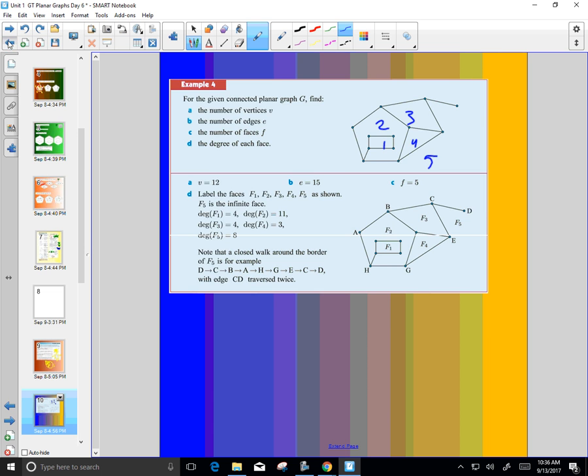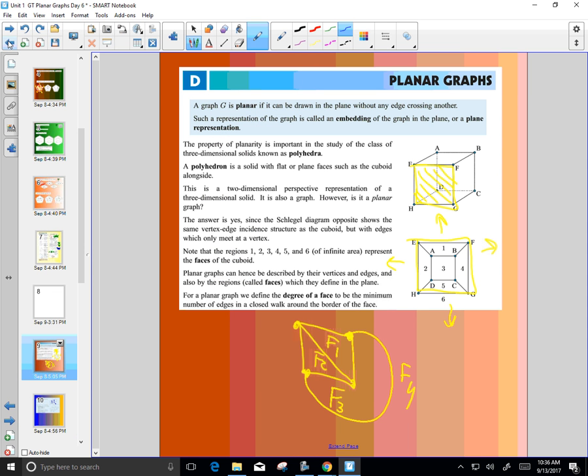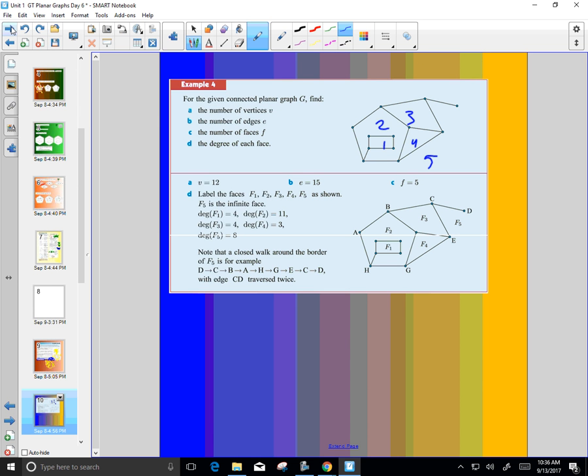Then it says, find the degree of each face. Now to find the degree of a face, it says here, it's the minimum edges for a closed walk. And the key is minimum. So for face 1, what are the least number of vertices for a walk? 1, 2, 3, 4. Now we don't go back to the beginning. We just go 1, 2, 3, 4.